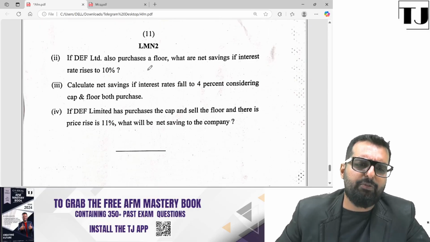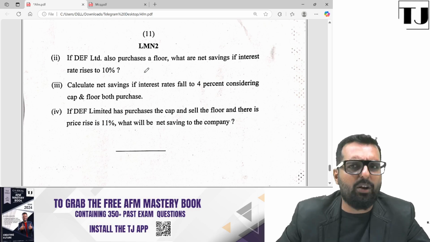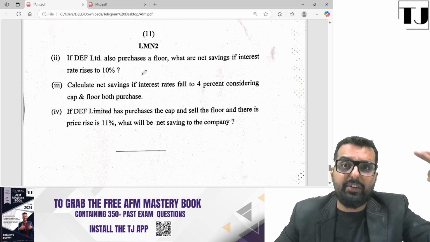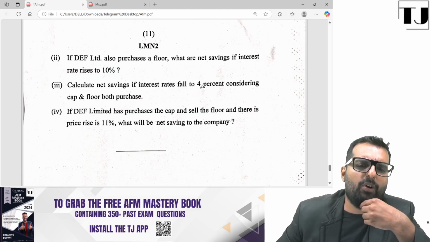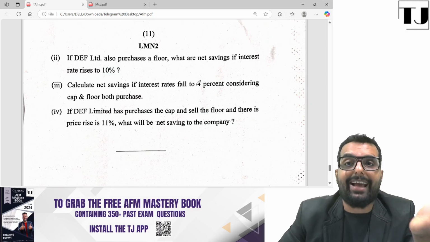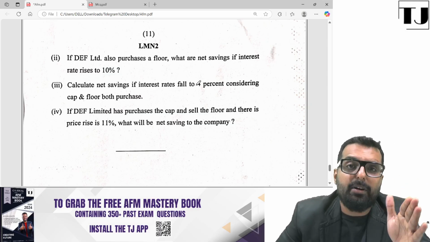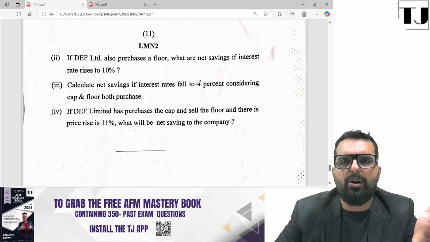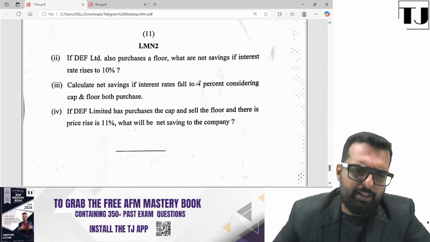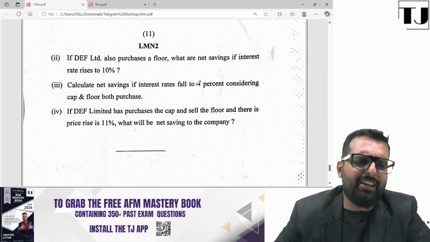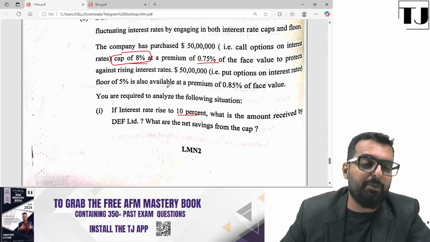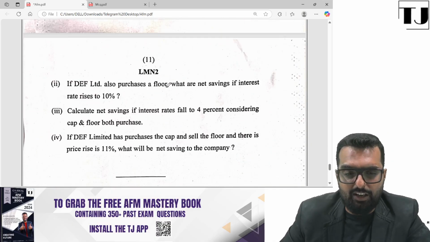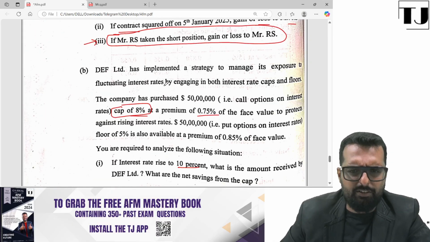When you purchase a floor and if the interest rate goes up, you make a loss, because in a floor you make profit only when the rates are falling down. If the rate falls to 4%, you have cap and floor. Cap will be lapsed. Floor will be exercised. Everybody clear? So basically it's a question on cap and floor, and same easy thing, friends. We have done a much tougher question in the class. This question is for how many marks?